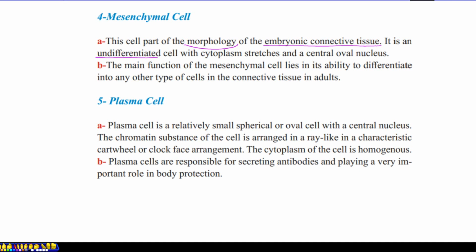They are similar in shape to fibroblasts, but smaller in size. The main function of the mesenchymal cell lies in its ability to differentiate into any other type of cell in connective tissue. This means the mesenchymal cell can form the fibroblast, or macrophage, or plasma cell, or any other kind of cell in connective tissue, because of its undifferentiated nature.